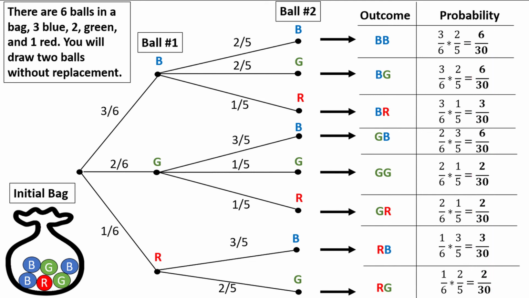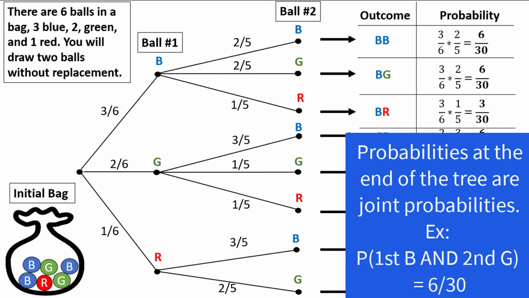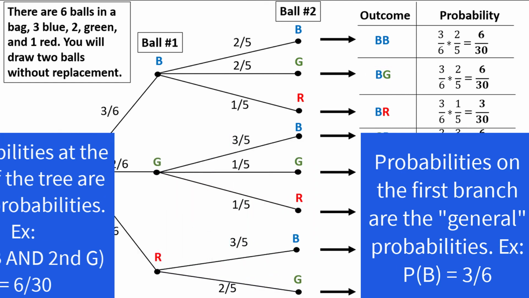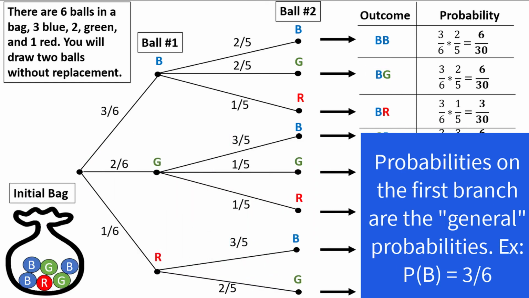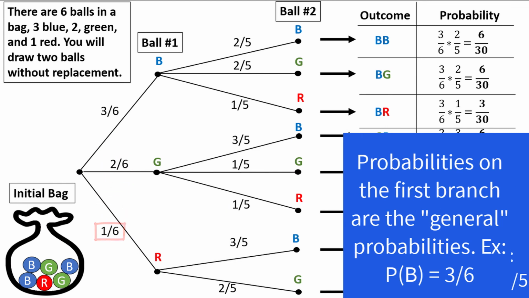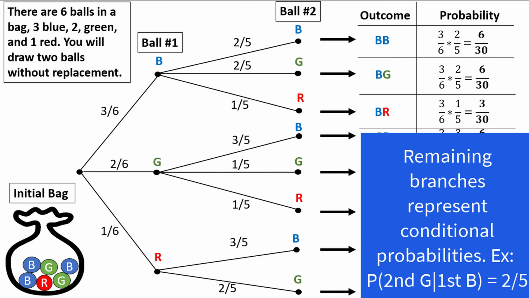In case you didn't realize it already, the probabilities at the end of our tree are the joint probabilities. So the probability of blue on the first and blue on the second, the probability of blue on the first, green on the second, etc. The probabilities on the first branch are just the general probabilities: the probability of blue, probability of green, probability of red from the original bag. The second branch represents conditional probabilities: the probability of blue given blue was already drawn, the probability of green given a blue was already drawn, etc.